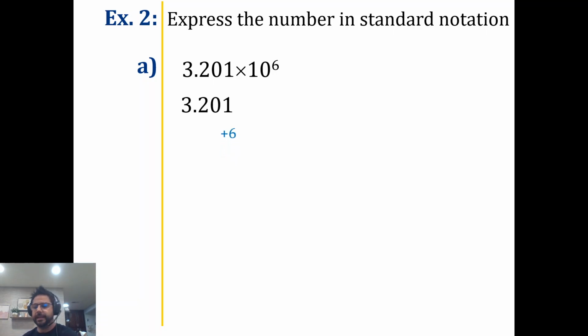How many zeros? I don't know. Let's count. We need to move it 6 spaces. So let's see. 1, 2, 3. If I've only moved 3 spaces and my exponent is a 6, that means I need to move 3 additional spaces. But in order to do that, I need to put 3 additional zeros. So in other words, if it started at 3 point and I move it 6 spaces, the decimal point is now at the back.